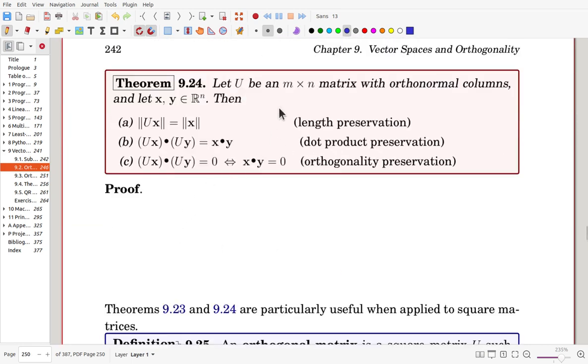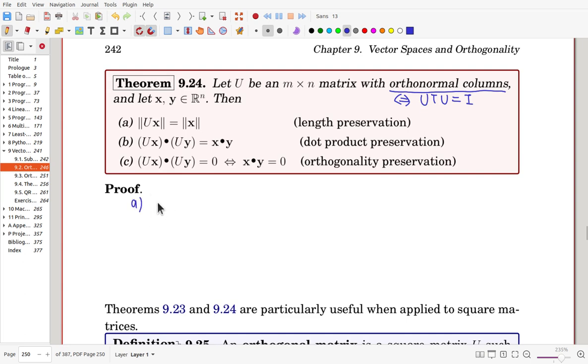Now U is an m by n matrix with orthonormal columns, which means, if and only if, as we already know from the previous theorem, that U transpose U is identity. Now we choose x, y from R^n. Then the norm of Ux is the same as the norm of x, so it is a length preservation after multiplication by U. Ux dot Uy is the same as x dot y. That is dot product preservation. And Ux dot Uy equals 0 if and only if x dot y equals 0. The orthogonality is preserved. Let's prove the theorem.